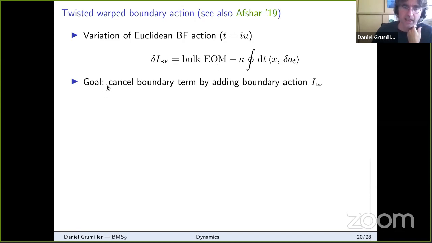So the goal is to achieve a well-defined variational principle by canceling this boundary term. And we do this by adding a boundary action, which I call TW for twisted warped, for reasons that will become clear in a bit.